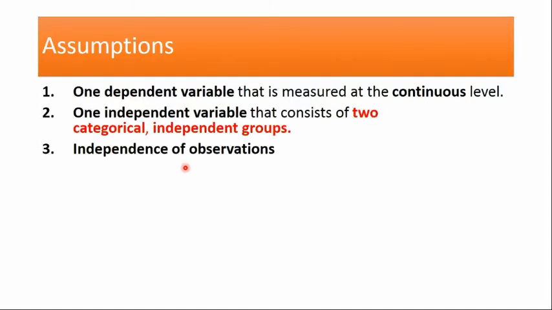Assumptions of the 2 independent sample t-test. There are some assumptions which we have to check. First assumption, 1 dependent variable is measured at a continuous level. As in our example, marks is the dependent variable and it is on a continuous level. Second, 1 independent variable that consists of 2 categorical independent groups. In our problem, male and female are 2 independent groups. These are categorical variables. Third, independence of observations means all the observations are independent, they are not related to each other. Yes, our data set is fulfilling this assumption.